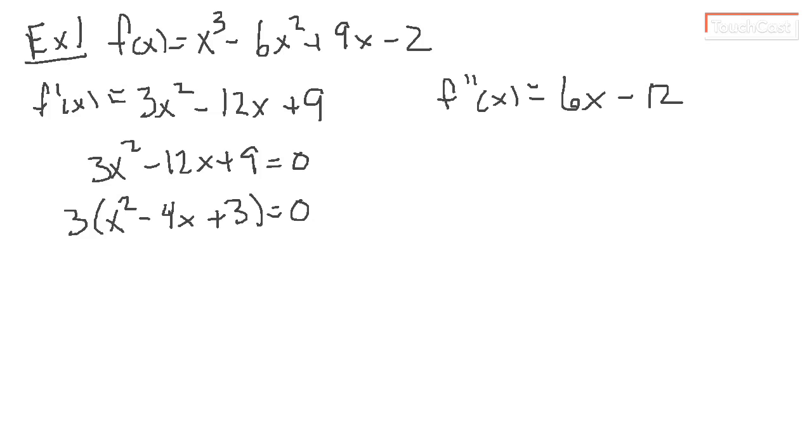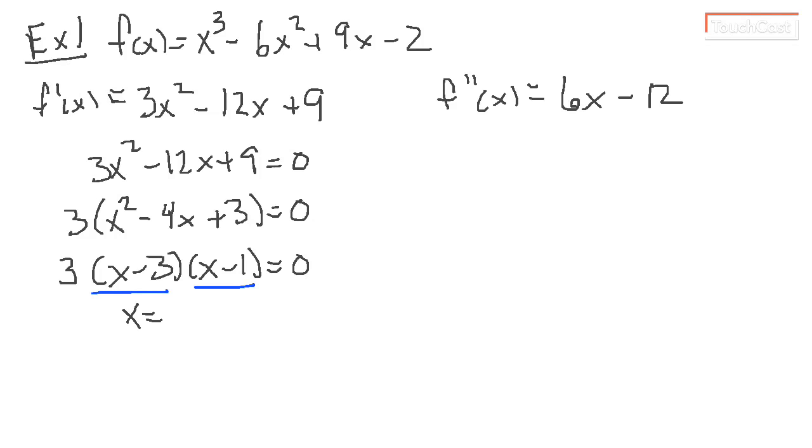So we're going to have 3 times x minus 3 times x minus 1 equal to 0. The only way this can equal 0 is if the two binomial factors equal 0. For the first binomial to equal 0, x would have to be 3. And for the second one, x would have to be 1. So our critical numbers are going to be at 1 and 3.